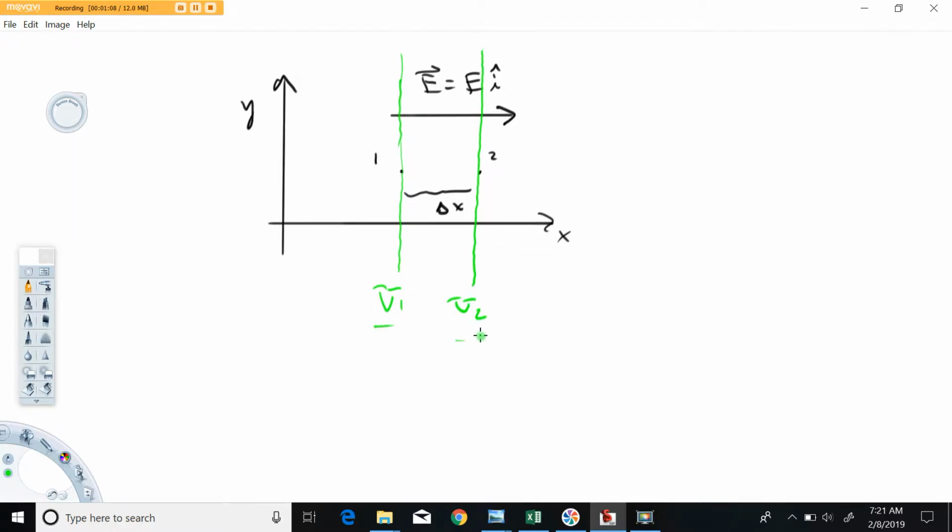Actual numerical values do not matter. We could call this one 0, in which case potential 2 would be some negative number. Or we could call this one 0, and potential 1 would be some positive number. I'm getting my plus and minuses based on the electric field direction. Remember, electric potential always decreases in the direction of the electric field.